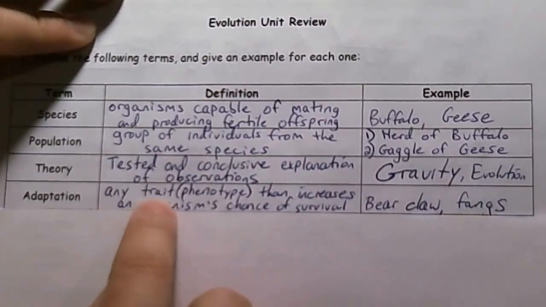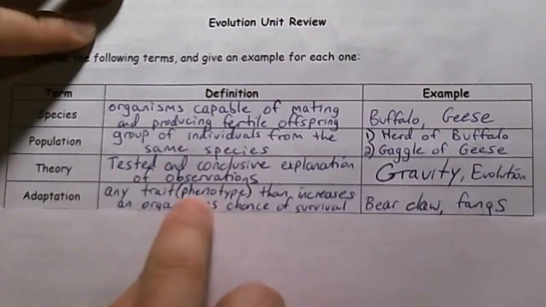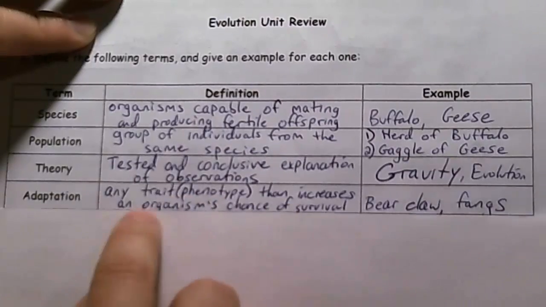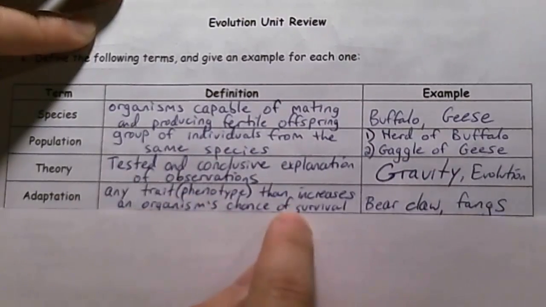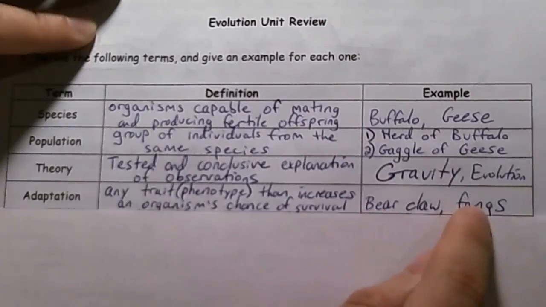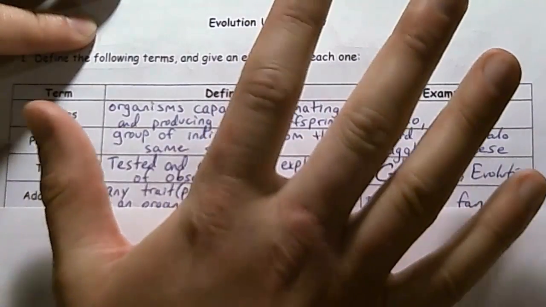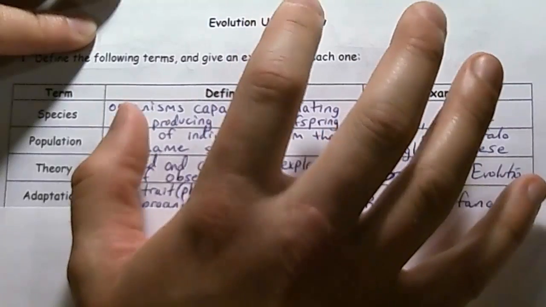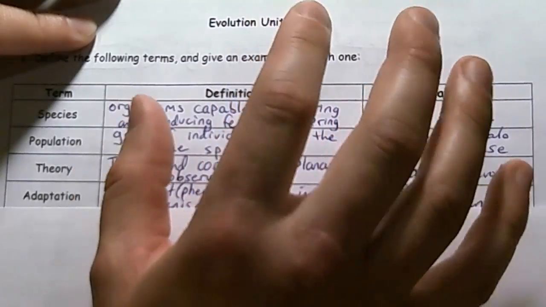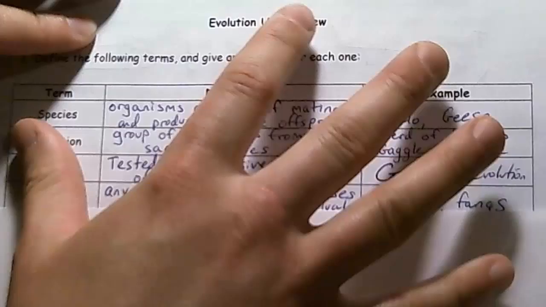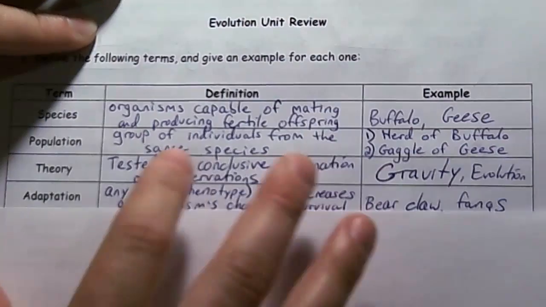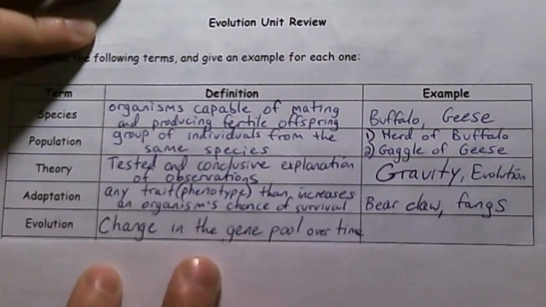Adaptations are any traits, and traits again are phenotypes, physical traits, that increase an organism's chance of survival. A bear claw, fangs, my hands are adaptations. My hands allow me to survive in my environment a lot easier. You know why? Because now I can manipulate objects and change things around me, which allows me to survive easier.